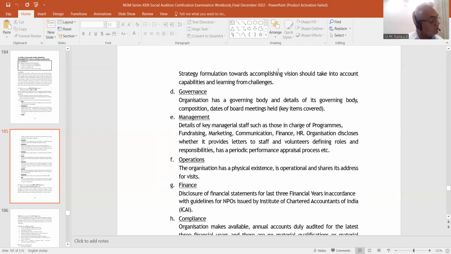This all has to be disclosed. And for this, there will be a format of fundraising document, which the Social Stock Exchange will formulate under the guidance of the Social Stock Exchange Governing Council. And it will have all these details regarding the vision, target segment, strategy, governance, management, then operations, finance, compliance, then credibility. So these are the requirements.